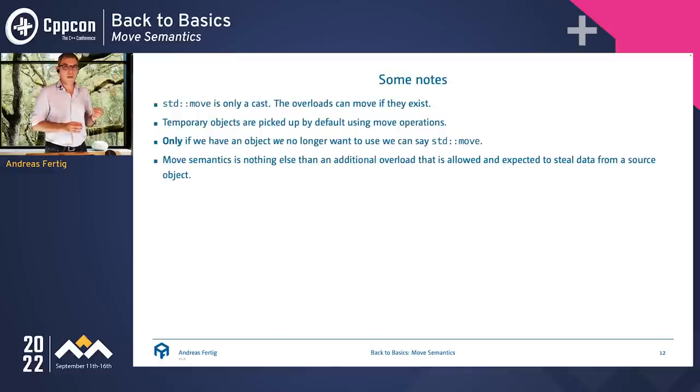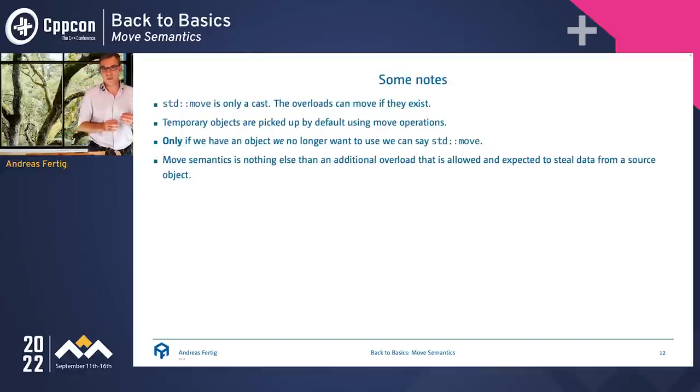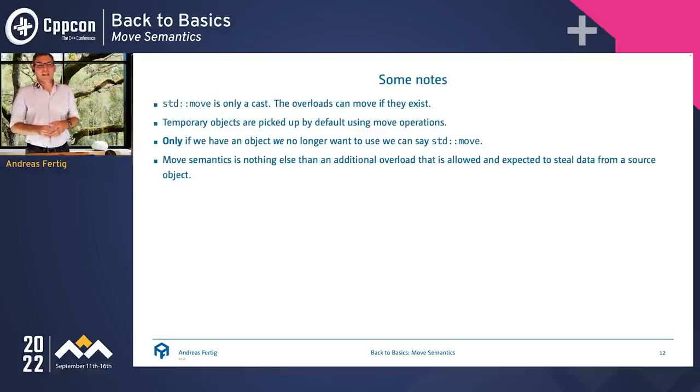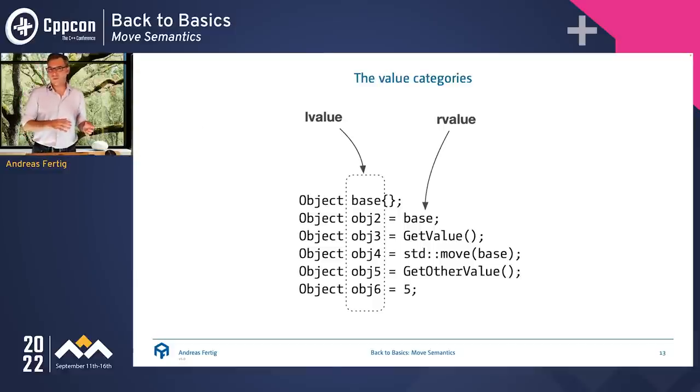So only if we have an object we no longer want to use, we can say std::move, and then it's reasonable. That means move semantics is nothing else, as I repeatedly said, than an additional overload that is allowed and expected to steal the data from our source object. That's move semantics. It's stealing. It's theft at the end. Very interesting, right? So now I use the terms L- and R-value references. There's no good way around them. So let me briefly introduce them.